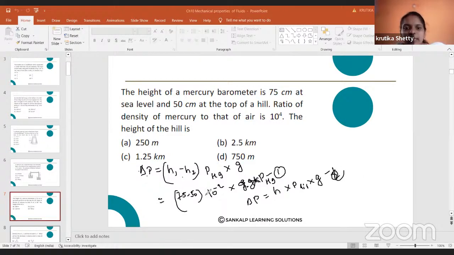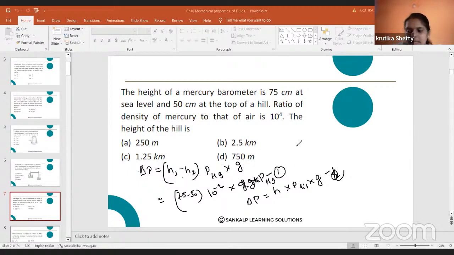So equation 1 is what? 75 minus 50 into 10 raised to minus 2. Because it is in centimeter, to take it in meter we have to multiply by 10 raised to minus 2. Next, rho of mercury I am keeping as it is, g I am keeping as it is. I am writing another equation for air, that is delta P is equal to H into rho of air into g. This is my equation 2. So equate equation 1 and 2.